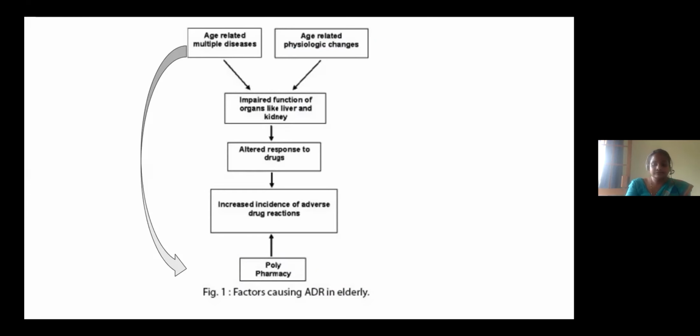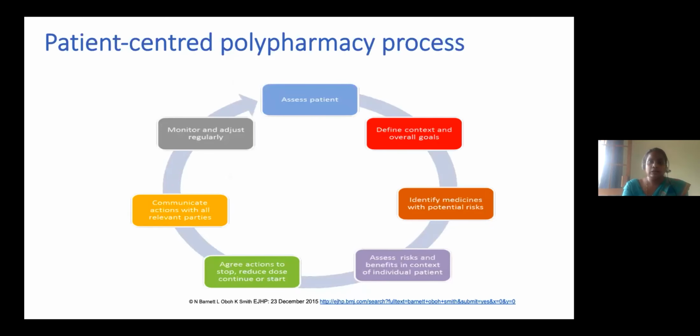So, what is the solution for this wicked problem? Experts have recommended a patient-centered polypharmacy process. Here we have to assess the patient, define context and overall goals, identify medicines with potential risk, and assess risk and benefit in the context of the individual patient. Agree on actions to stop, reduce dose, continue, or start. Communicate with all relevant parties: patient, caregivers, and managing team. And monitor and adjust regularly.